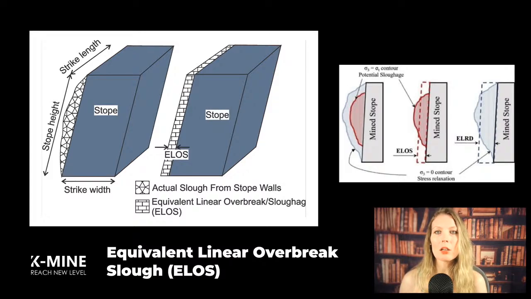The equivalent linear overbreak slough, or ELOS, method quantifies expected overbreak based on the rock mass rating and excavation technique. This approach estimates the thickness of overbreak around the stope boundary, allowing for adjustments in stope dimensions to minimize dilution. Research indicates that using ELOS predictions to refine stope boundary placement, we can reduce unwanted waste extraction by up to 15%, and it would lead to a significant increase in processing efficiency.